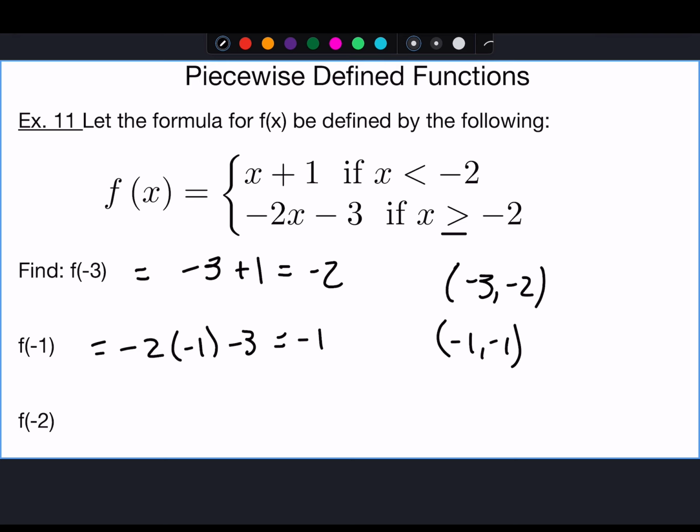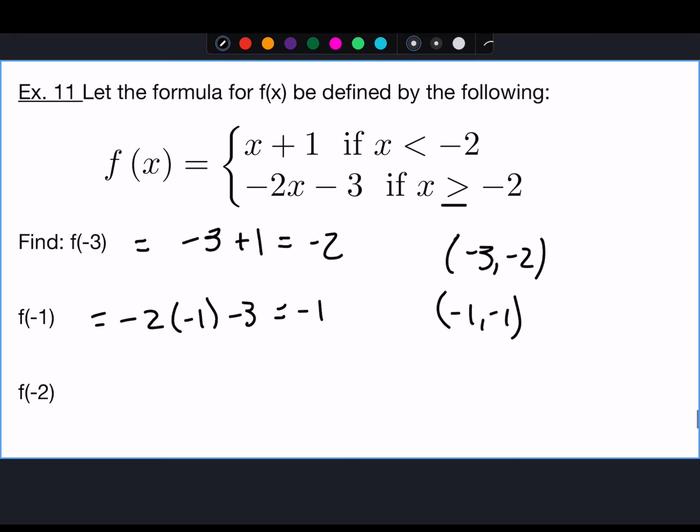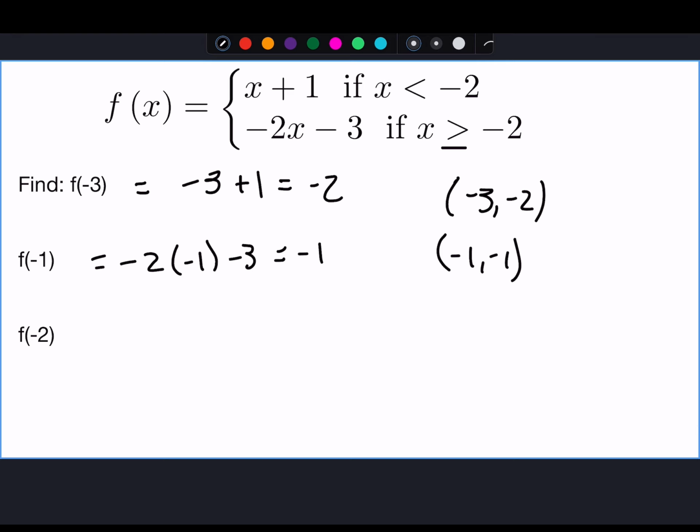I would like for you to take just a moment and find f of -2. And we'll come back momentarily and go over it.